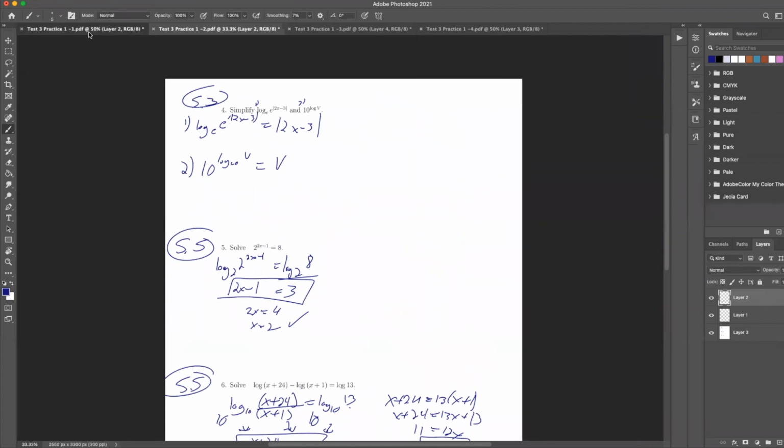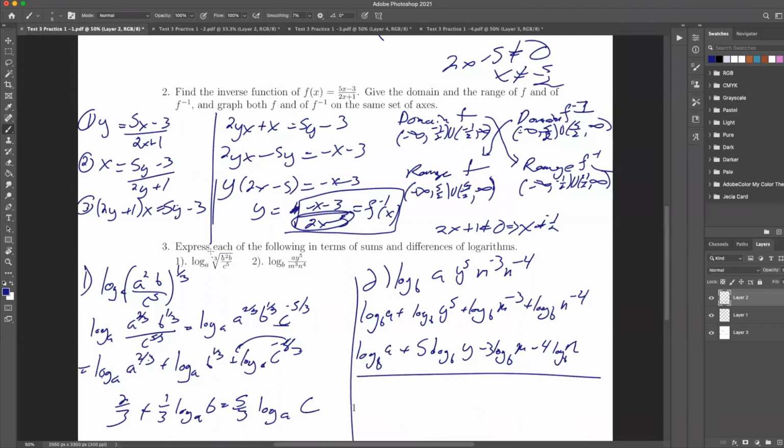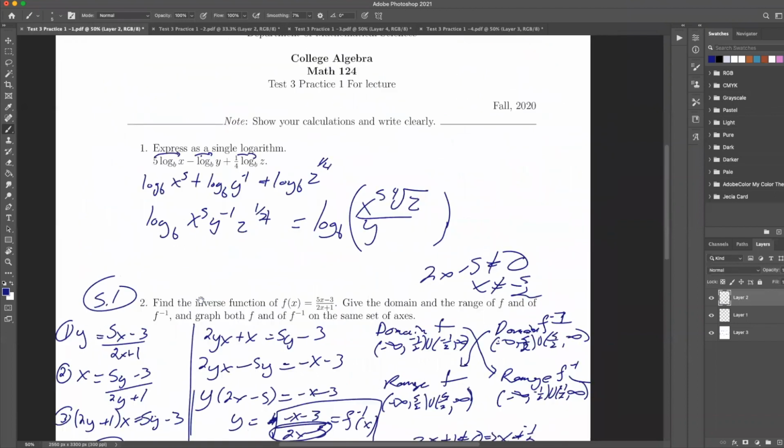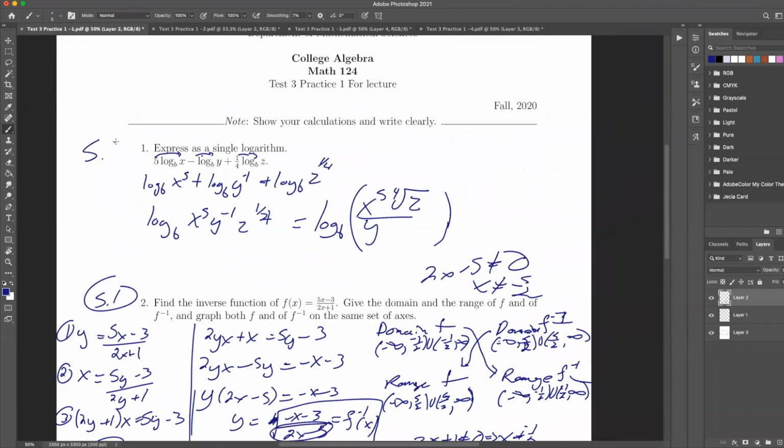And then we'll hit the first page real quick. This is 5.4. This is your log rules. This was 5.1. This was your inverse. And this is 5.4, which were your log rules. Okay, so that's each one of each section.